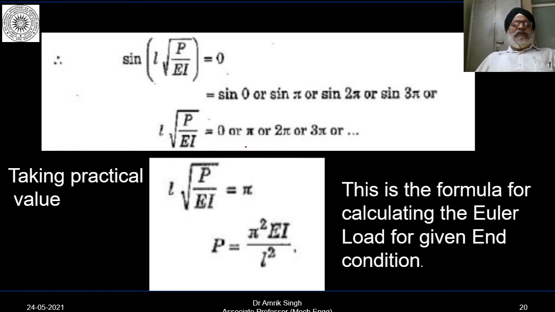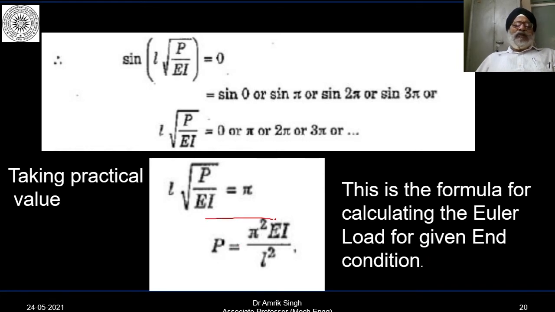So we took the practical value, because if you put it equal to 0, we are not going to get anything. So pi is the most practical value. If you square on both sides, you will get L square P upon EI equal to pi square. So this is a formula for calculating the Euler load for the given end condition.